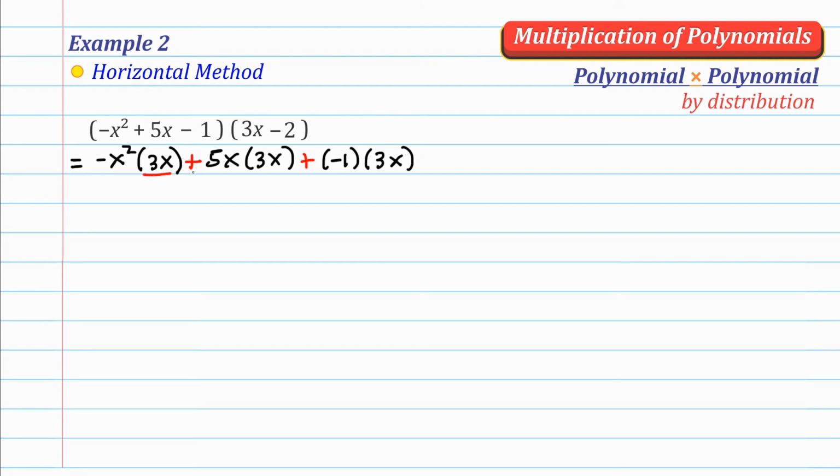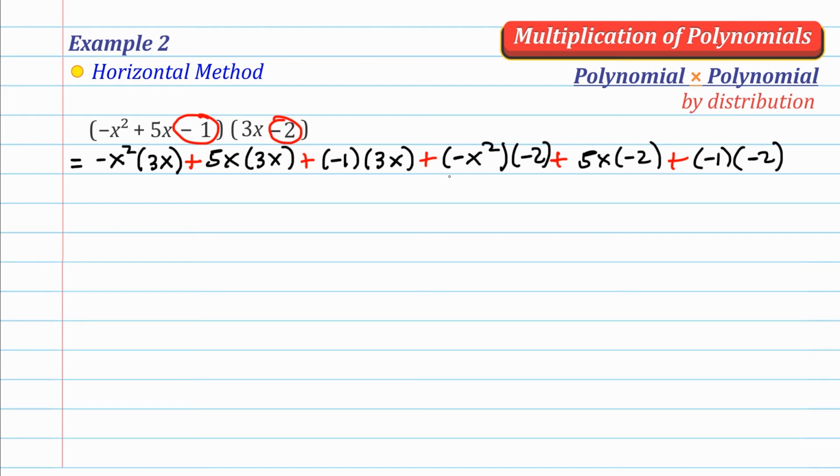So, distributing 3x, done. This time, be careful, distribute negative 2. Meaning, multiply it here, then here, and then here. So, doing that, we now have plus negative x squared times negative 2. So, ito yon. Okay? And then after that, ito. We have plus 5x times negative 2. Plus, finally, ito, we have negative 1 times negative 2. Take note again, be careful, we should always include their signs.